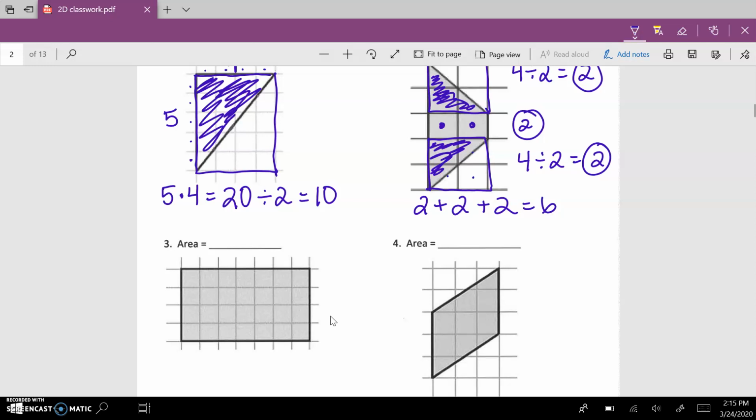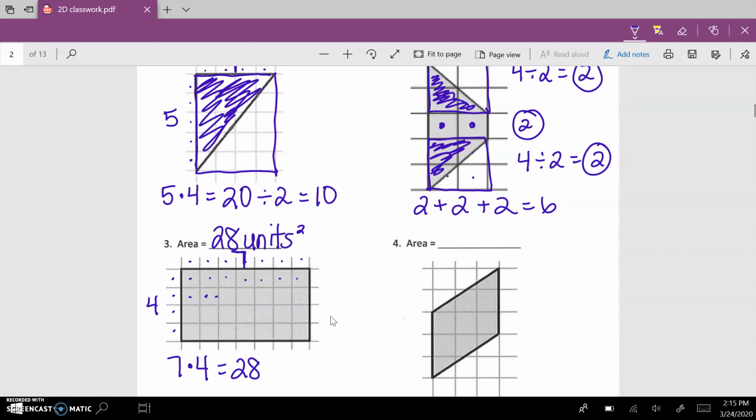So if I count across the top here, I've got 1, 2, 3, 4, 5, 6, 7 going across the top. Going down, I have 1, 2, 3, 4. So I can just do 7 times 4, which gives me 28. Remember, you could also count each individual box inside the rectangle. That just takes a little longer. But my area would be 28 units squared.